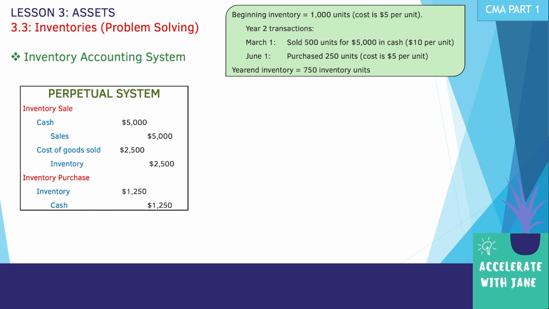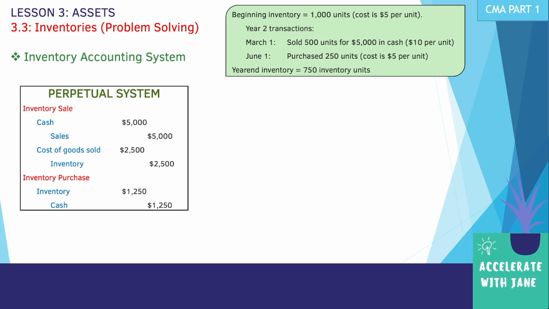So the entry here is we debit cash for $5,000 US dollars, and then we credit sales for $5,000 US dollars. Then we record the cost of goods sold, that is 500 units multiplied by the cost per unit, which is $5 US dollars. Therefore, the cost of goods sold is 2,500. Okay, so here the accounting entry for the sale portion, or for the cost of goods sold, that is debit cost of goods sold 2,500, and then we credit inventory for 2,500.